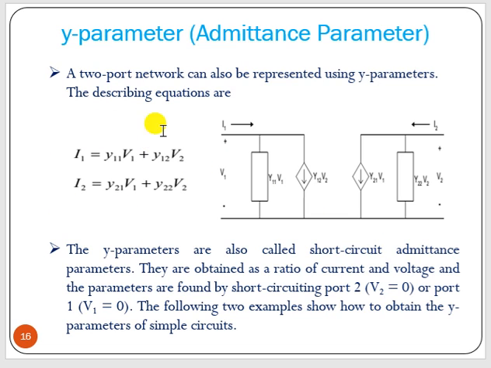Now, according to this particular equation, I equal to YV, we can draw the equivalent circuit. So I1 is the current flowing, I1 into V1 here, and this is V2. V2 is at the output side, so we can replace it by a voltage controlled current source. V2 is the controlling part, and this is a current source. Voltage controlled current source.